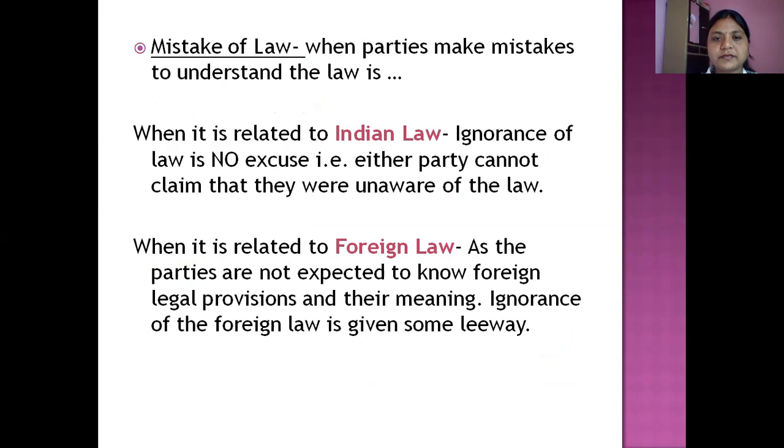Right? The mistake of law. When the parties make mistakes in understanding the law, it is called mistake of law. When it is related to Indian law, meaning the law of the country, ignorance of law is no excuse. Either party cannot claim that they were unaware of the law, because being a citizen of India, you are required to understand and follow the laws of the country. And if the parties commit any mistakes regarding the understanding of the law, it is not an excusable act, meaning it is a punishable act.